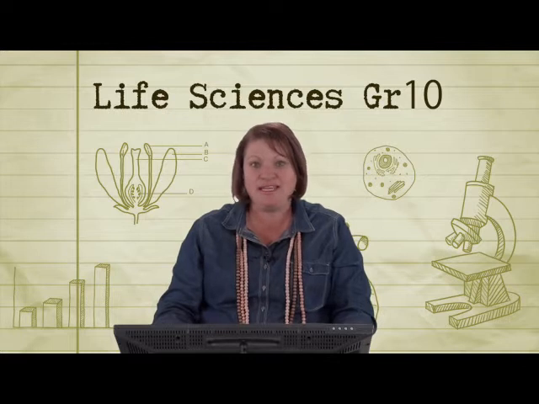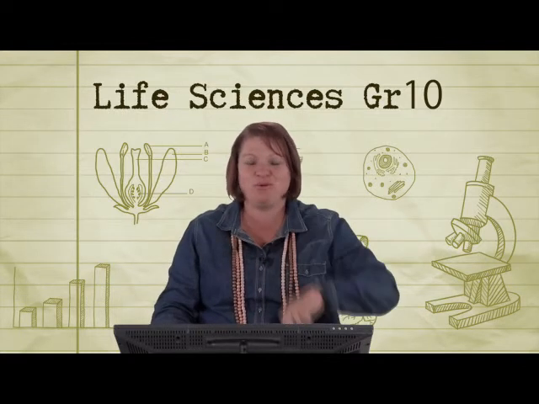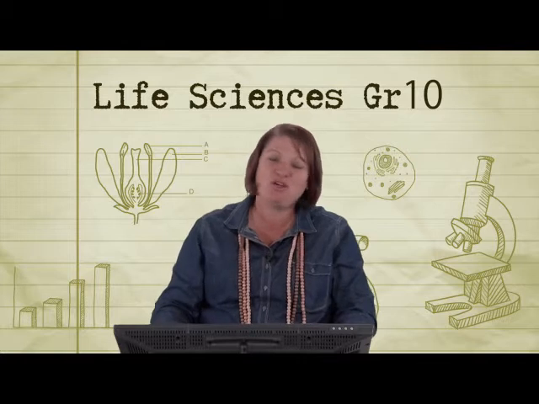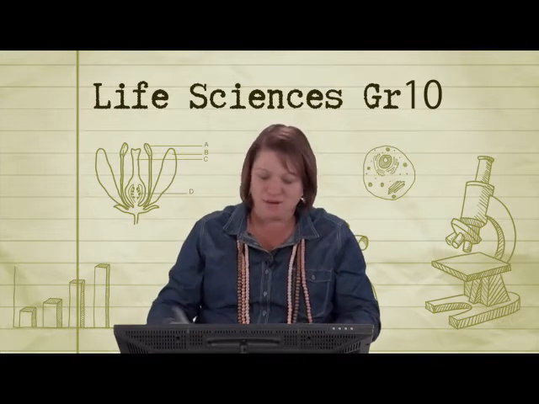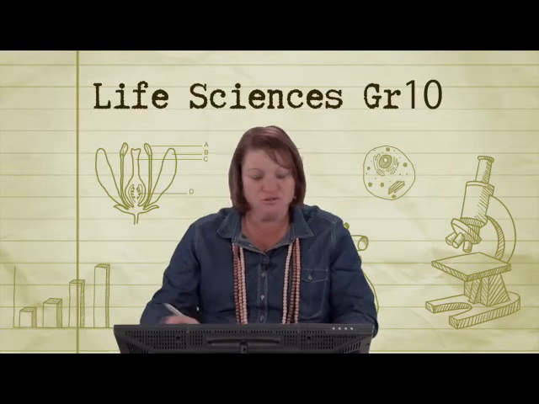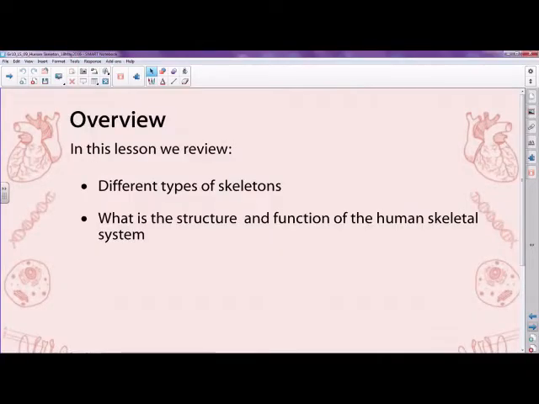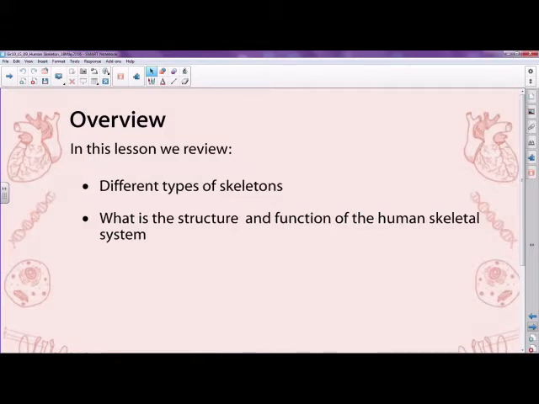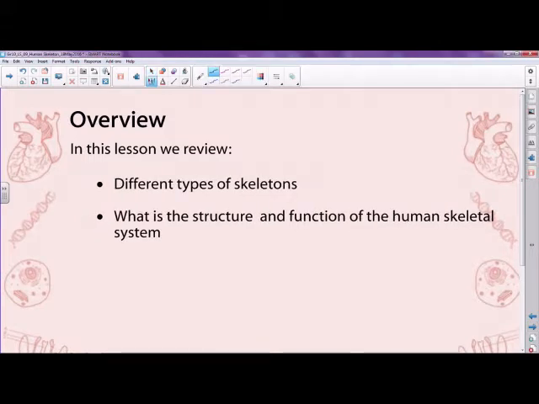But before we get into the interesting part of labelling all the bones of your skeleton, we just need a little bit of background information. If you have a look at the overview today, we need a brief understanding that there are different types of skeletons that certain animals have, and we're just going to look at the basic ones, and then obviously we're going to look at the good stuff, which is the structure and the function of the human skeletal system.